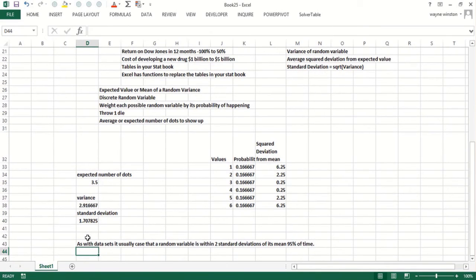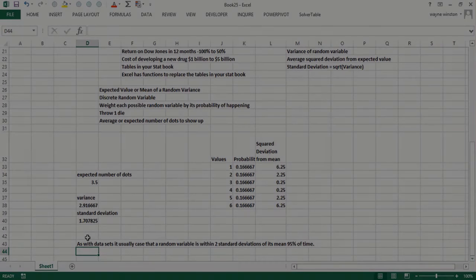Okay, in the next video we'll start a discussion of specific random variables with an important discrete random variable, the binomial random variable. So we'll see you then.